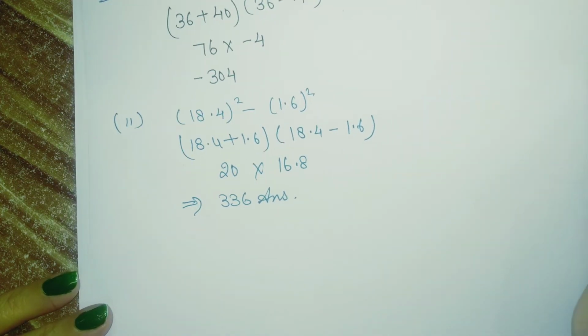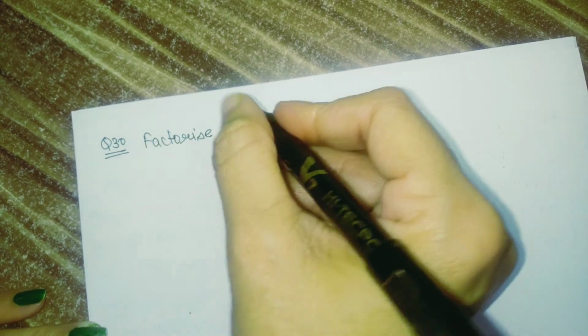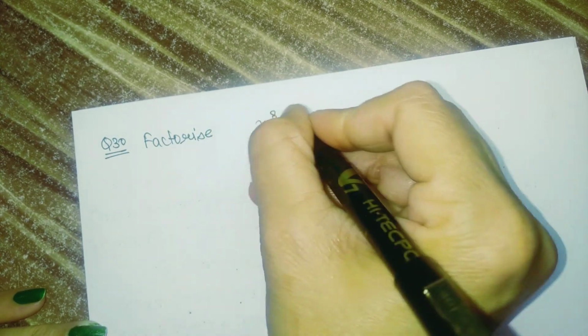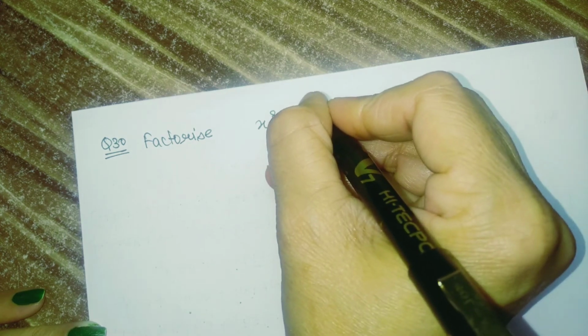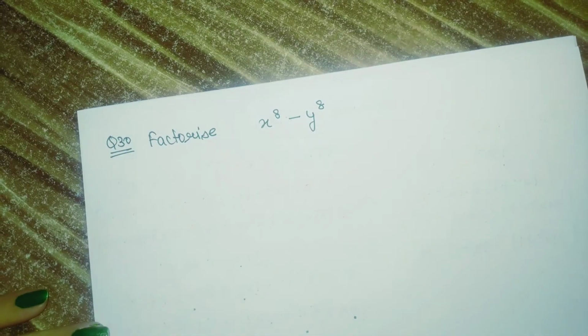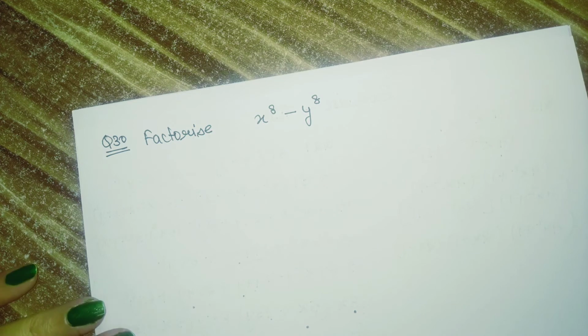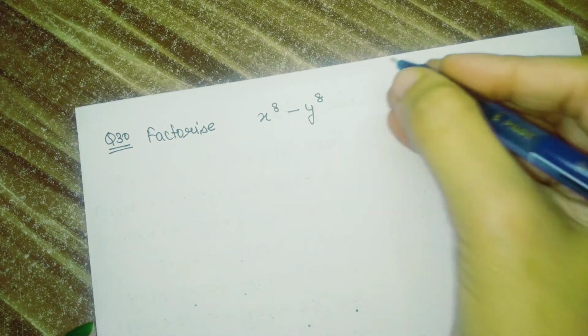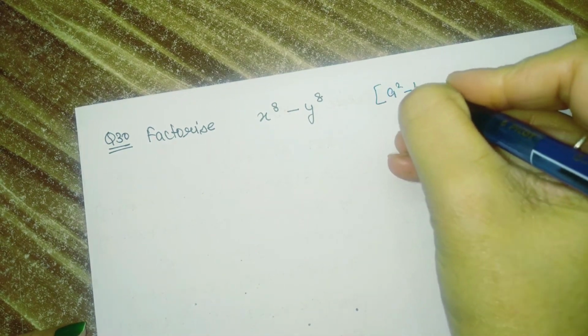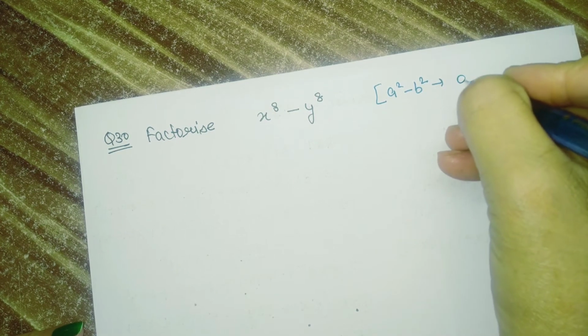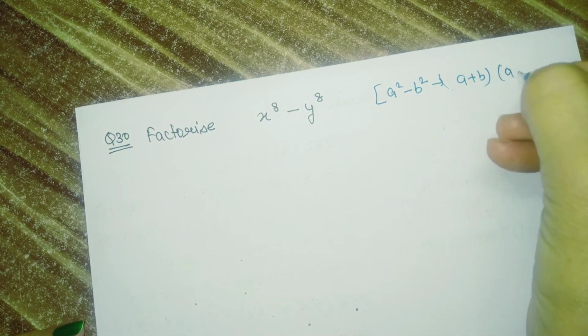Now let's move to question number 30. Question number 30 is different from the other ones. So question number 30. Factorize x raised to the power 8 minus y raised to the power 8. And we have to make the factors of this one by using an identity. Which identity do we have to use here? Same, a square minus b square. And how to expand this one? A plus b and a minus b.